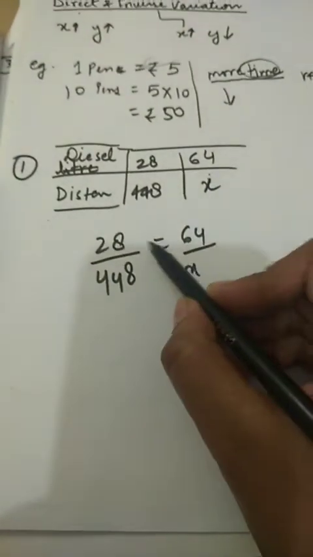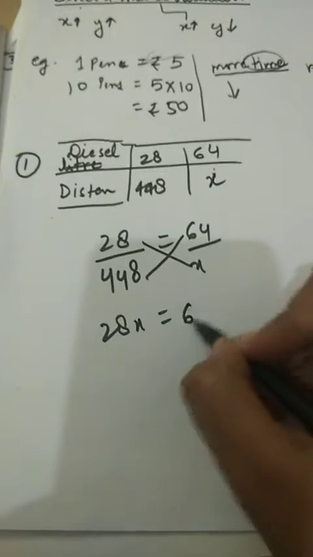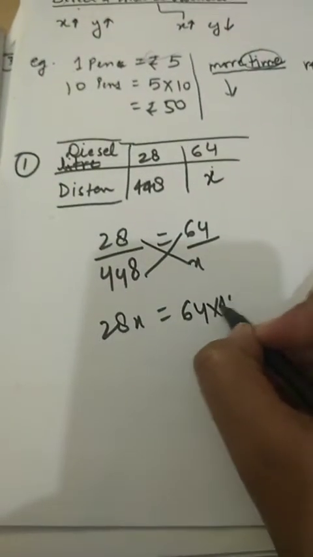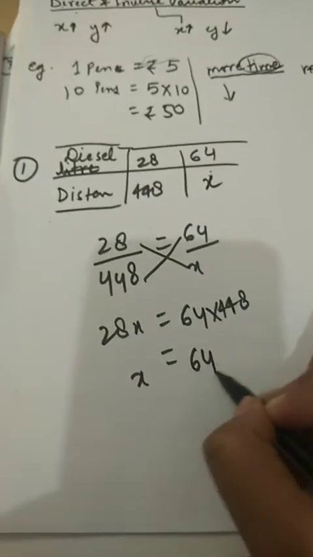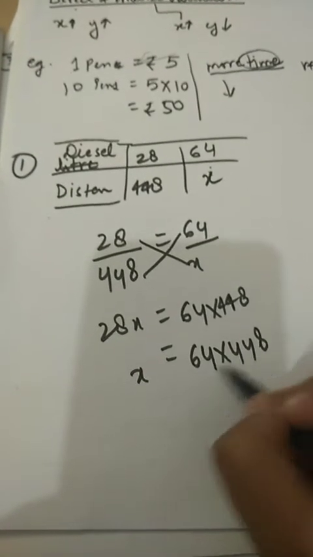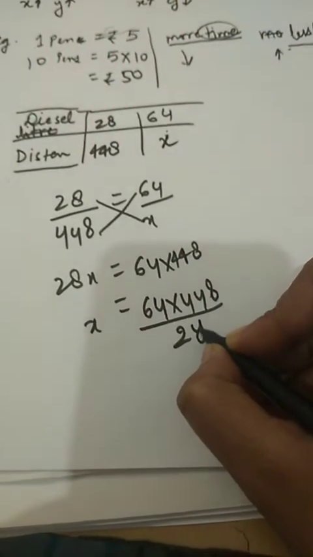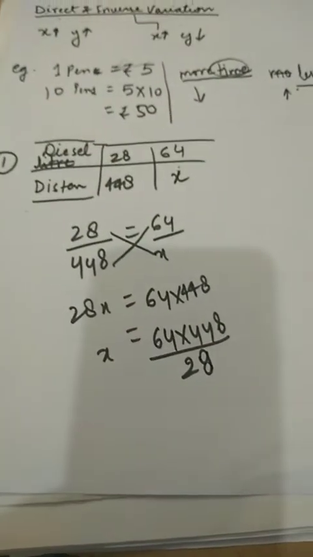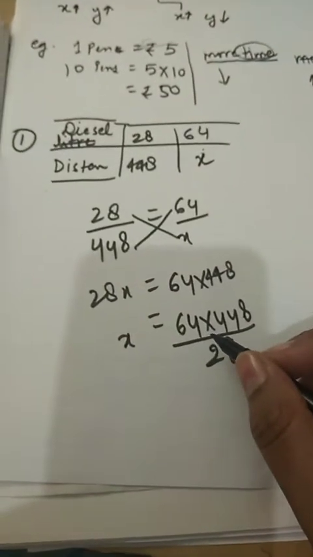We'll just cross multiply both the things, and it will be 28x is equal to 64 into 448. So this will be x is equal to 64 into 448 upon 28. You can just cancel this. 28 and 64 we can cancel.